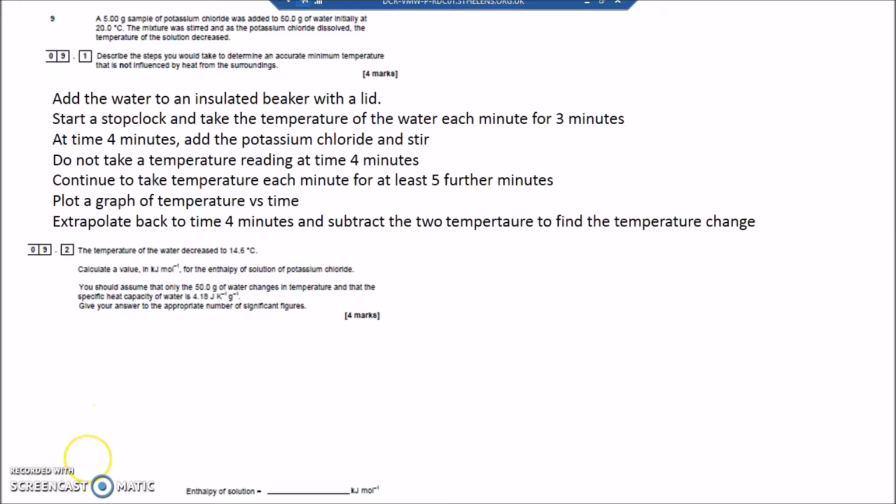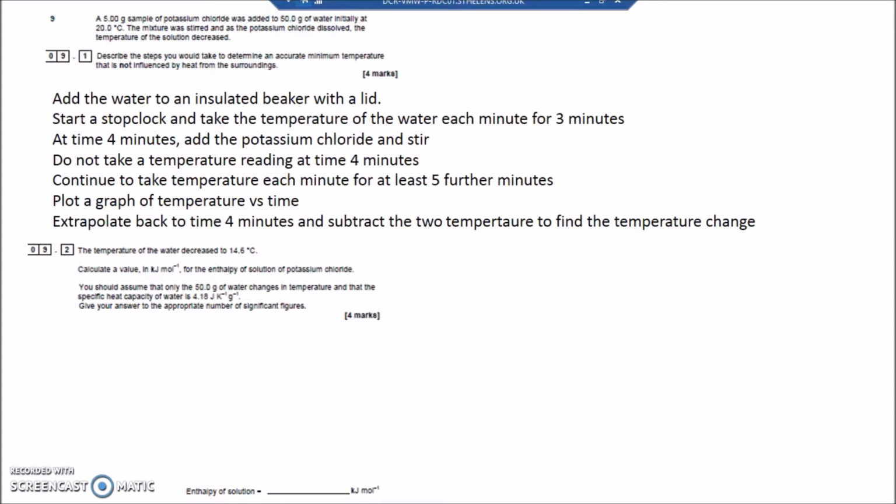So normally the kind of experiment you're doing is to work out a temperature change, and then you can use delta H equals minus mc delta T. If you're trying to find a temperature change, normally you carry out this procedure. You'd add the 50 grams of water to an insulated beaker with a lid. Start a stop clock and take the temperature of the water for 3 minutes. Don't take any readings at time 4 minutes.